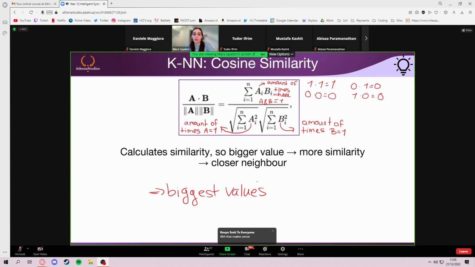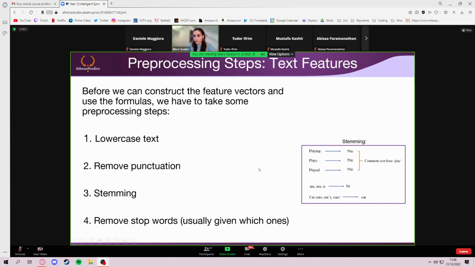Okay. So that is for cosine similarity. Again, I don't really think you would need it on the exam, but just know, calculate similarity, bigger value, that is the closer neighbor. So we've been talking about these text features for a while.